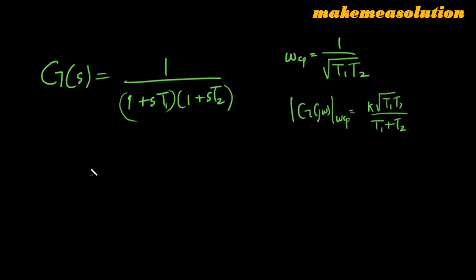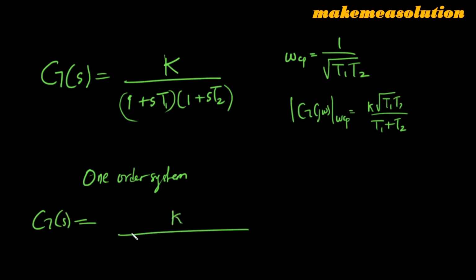Now if you're given a one order system, I'm not going to show you how to derive it now because of time, but you can actually generalize. Sorry, this is a K. So for a one order system, the generalization is that you have K all over s raised to the power of 1, then you have (1 plus sT1) and (1 plus sT2). Let's say you have a one order system like this, which is mostly what you'll be encountering in the exam.